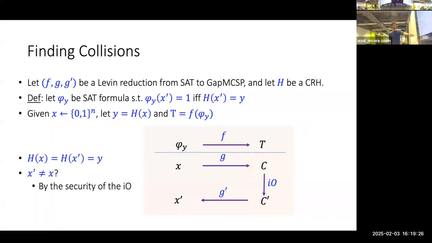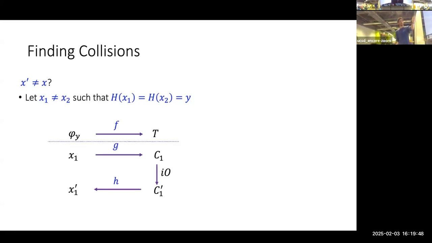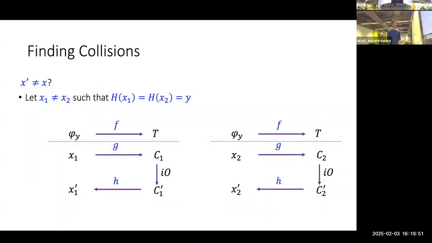And this is going to be by the security of the iO. So let me show you why x prime is different than x. So the idea is to start with a collision with x1 and x2 that are different, and h of x1 is equal to h of x2. And to imagine that we do this experiment twice, once from x1 and the second time from x2. And now, since h of x1 is equal to h of x2, py is the same in both cases. And this means that the truth table that we get is the same in both experiments. And this implies that C1 and C2 are two circuits that compute the same function.